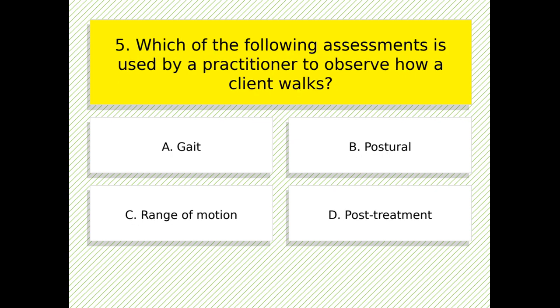All right, number 5, which of the following assessments is used by a practitioner to observe how a client walks? All right. So the keyword is walk, gait. So you see, some of you guys are gonna be able to pick it out, it's gonna stand out.